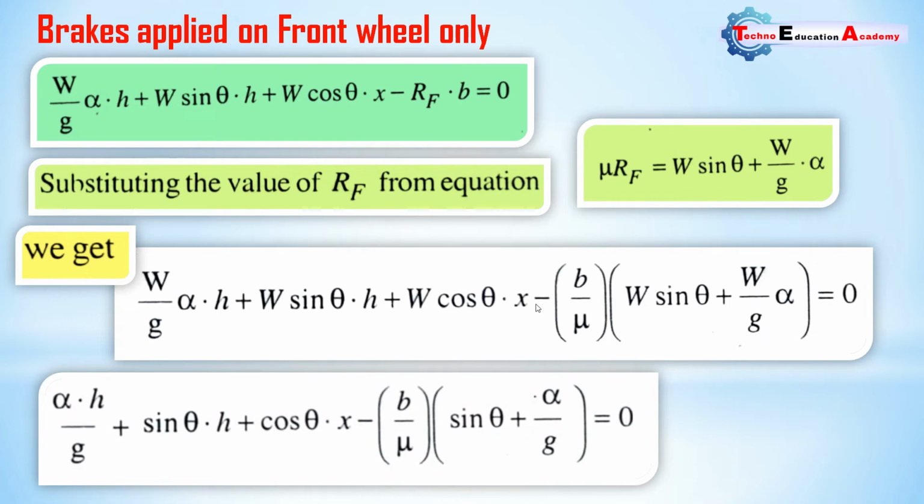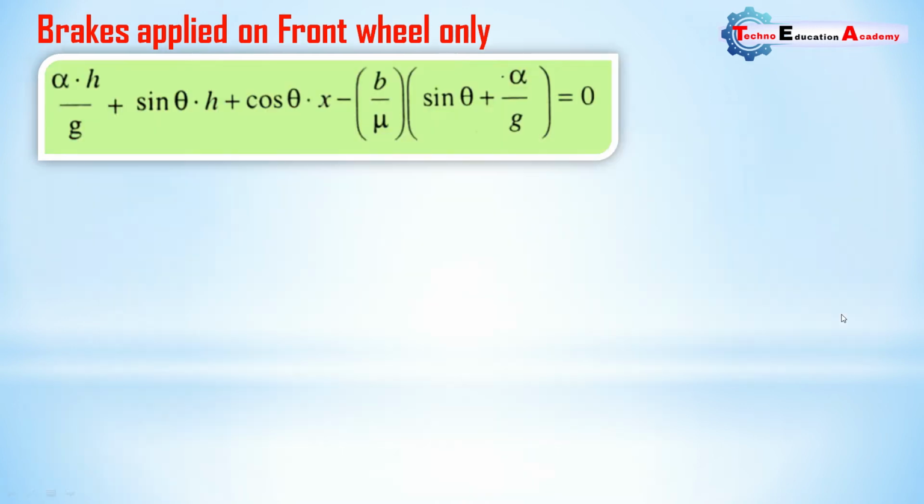Further, we simplified this term. Here you can see that the W term is common. So the remaining term is alpha into h by g plus sin theta into h into cos theta into x b by mu in bracket sin theta plus alpha equal to 0. Continue from previous equation.